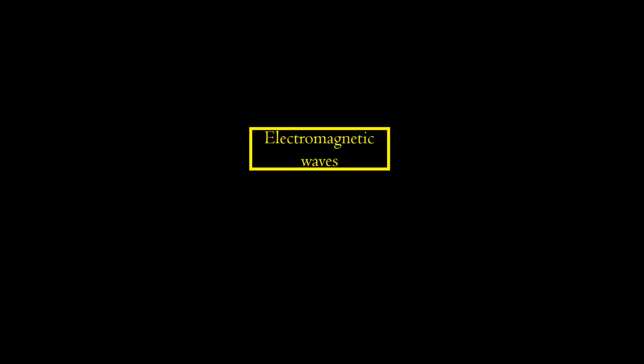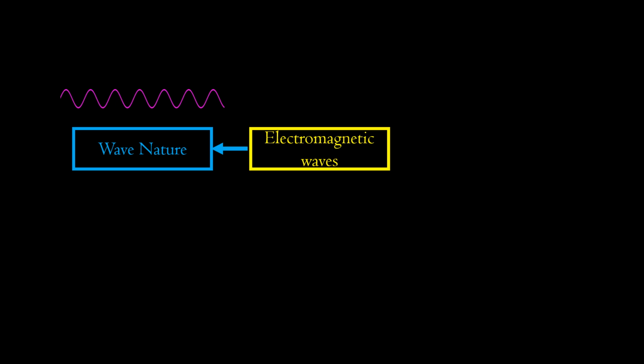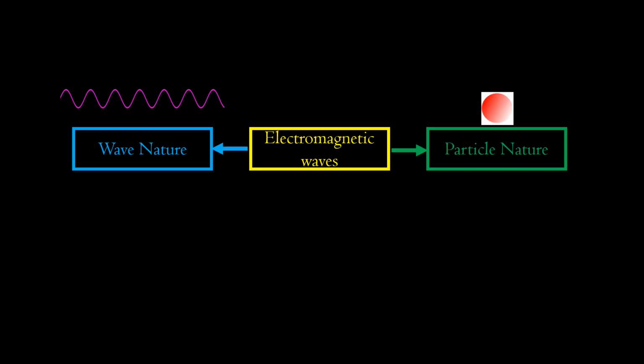I have said repeatedly that electromagnetic waves are waves. And now I'm about to tell you that electromagnetic waves can also be particles. This means that electromagnetic waves have a wave nature and a particle nature. But how can something be a particle and a wave?